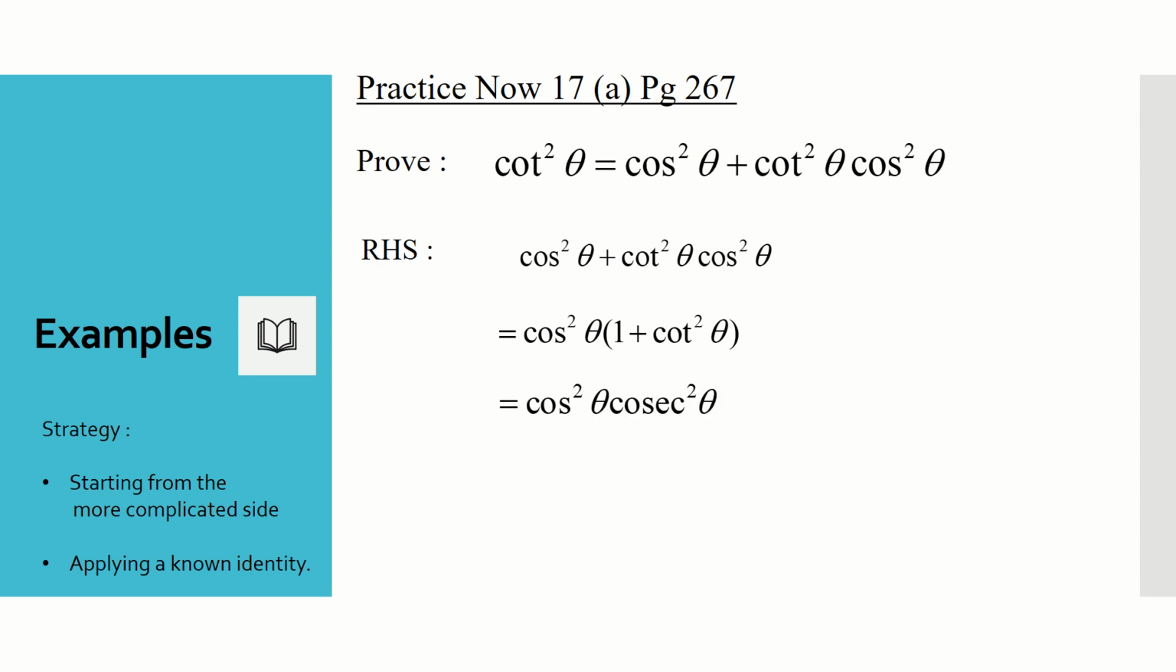Bringing in an identity which says that 1 plus cotangent square theta is cosecant square theta, and the definition that cosecant square theta is the reciprocal of sine square theta, we will have cosine square theta divided by sine square theta is equal to cotangent square theta. Once again, arriving at the left-hand expression, and the proof is complete.